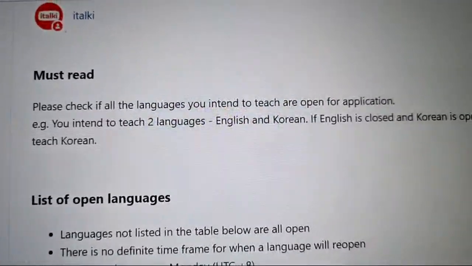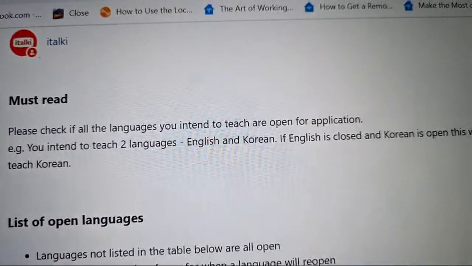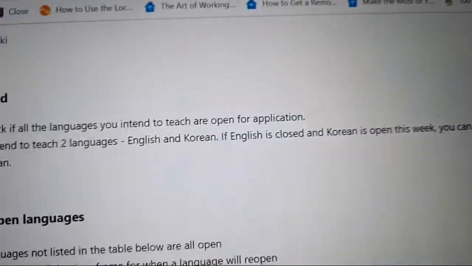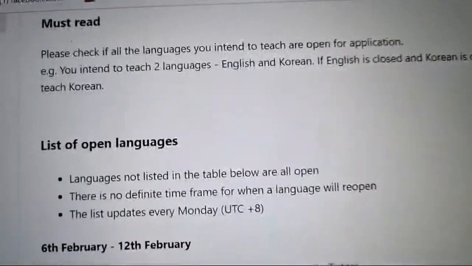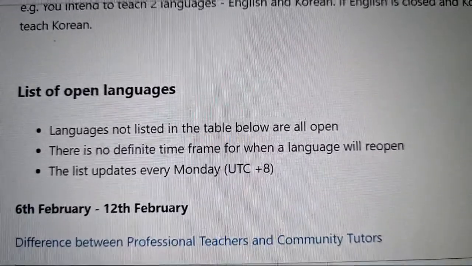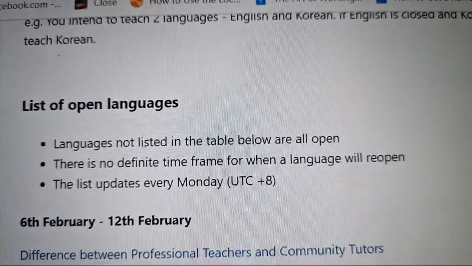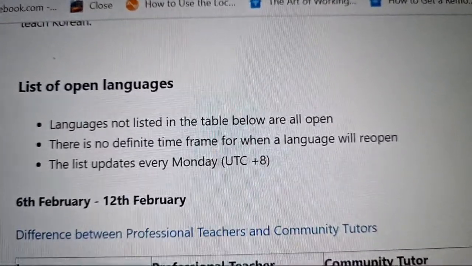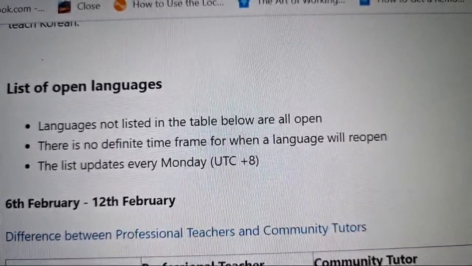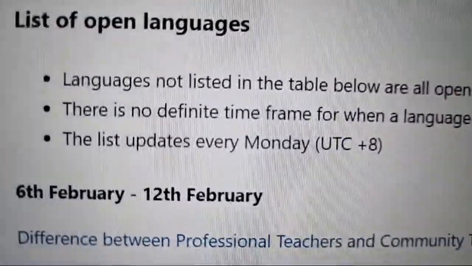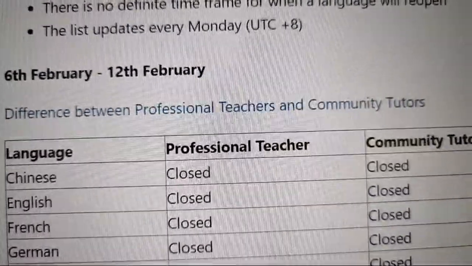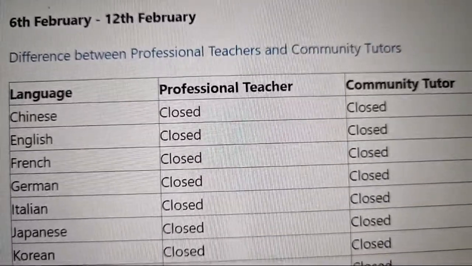For example, you intend to teach 2 languages, English and Korean. If English is closed and Korean is open this week, you can only teach Korean. So these are the languages, the list of open languages. Languages not listed in the table below are all open. There is no definite time frame for when a language will reopen. The list updates every Monday, UTC +8. This week it's already Monday, so 6 to 12 February. These are the languages which are open and closed.